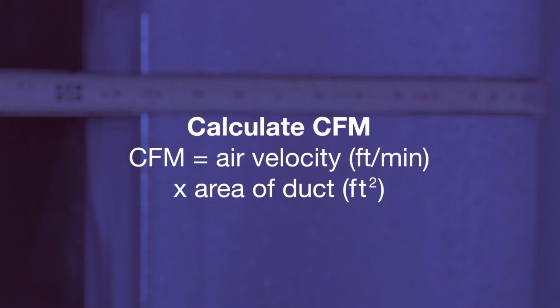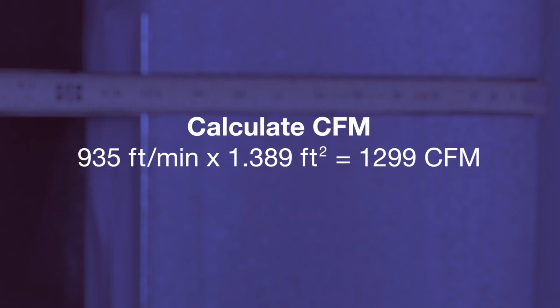Now you can calculate CFM. Take the average calculated velocity and multiply it by the area of the duct in square feet. Using our example of 935 feet per minute and our duct area of 1.389 square feet, multiply these together and the final calculated airflow is 1,299 cubic feet per minute.